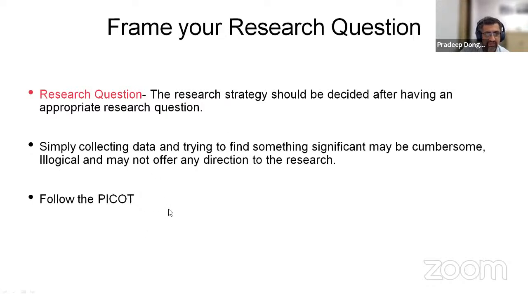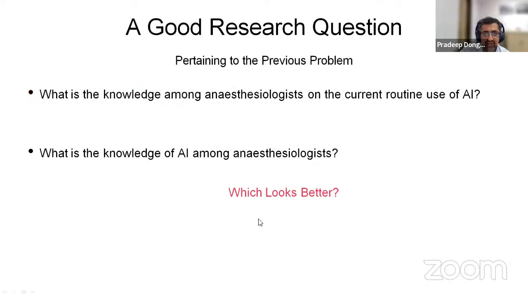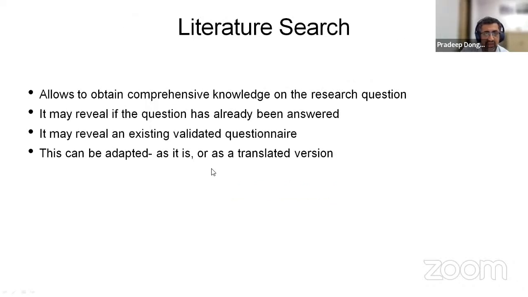So it's always best to frame your research question before you start your survey, and once you have identified the problem that you want to address. So what is a good research question? Pertaining to the previous problem, what is the knowledge among anesthesiologists on the current use of artificial intelligence, or what is the knowledge of AI among anesthesiologists? Which looks better? I think probably the shorter and more pointed question, one which does not have adjectives or adverbs, would be a better research question. And probably the second one would be the better research question.